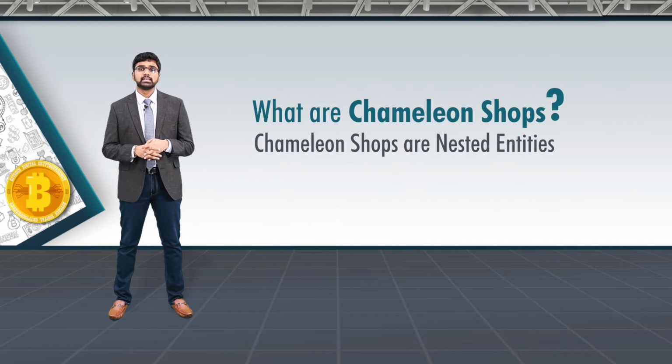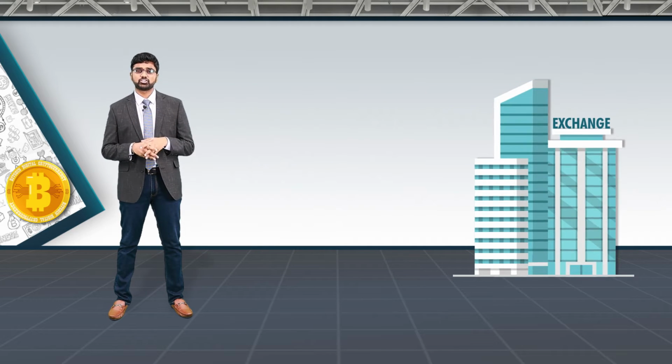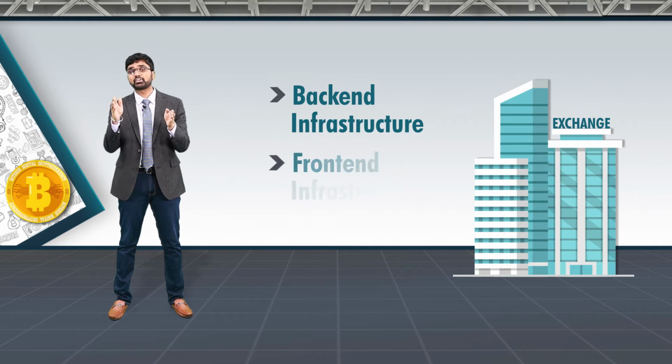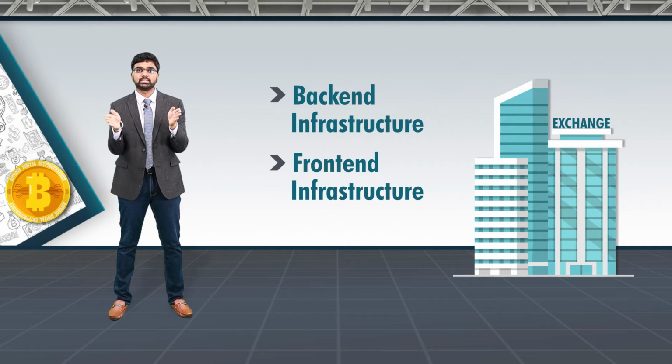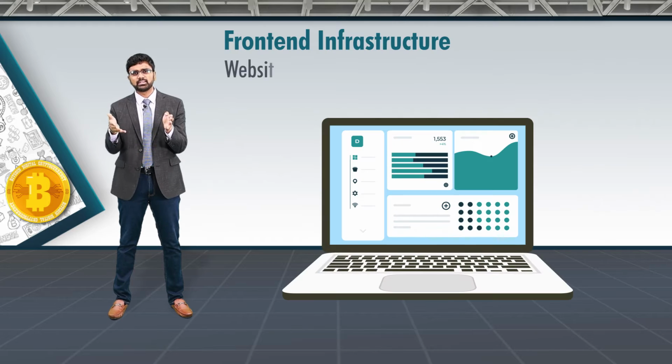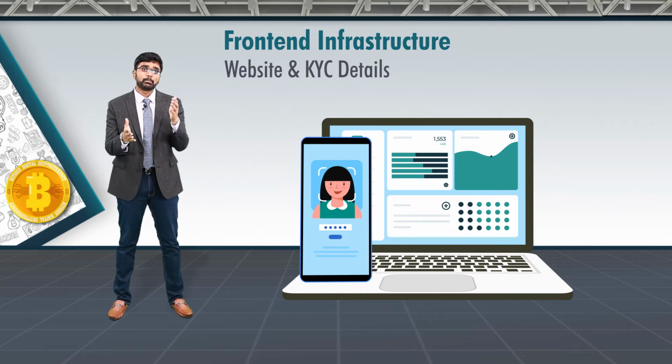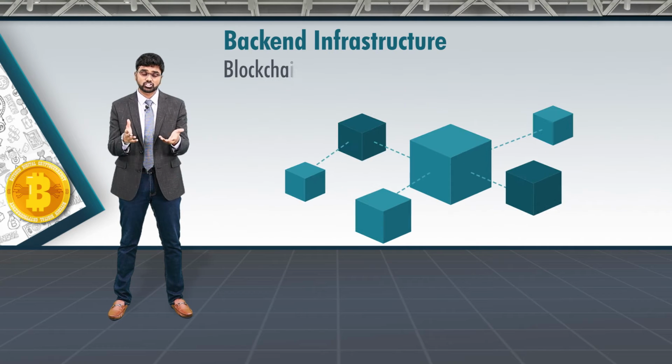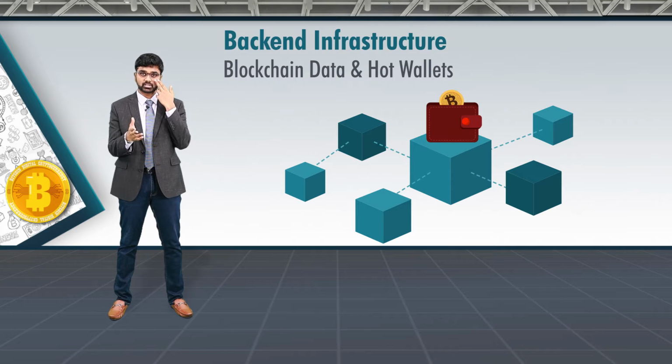To explain that, sometimes there is a crypto exchange which has been opened, there is a back-end infrastructure, and there is a front-end infrastructure which are connected. Front-end is your website, your KYC details, etc. Back-end infrastructure is your blockchain data, wallets, hot wallets, etc.